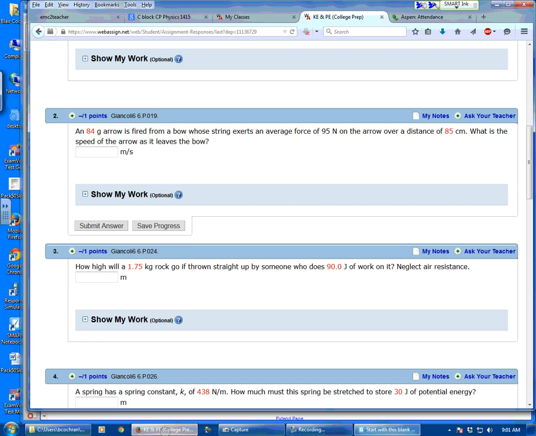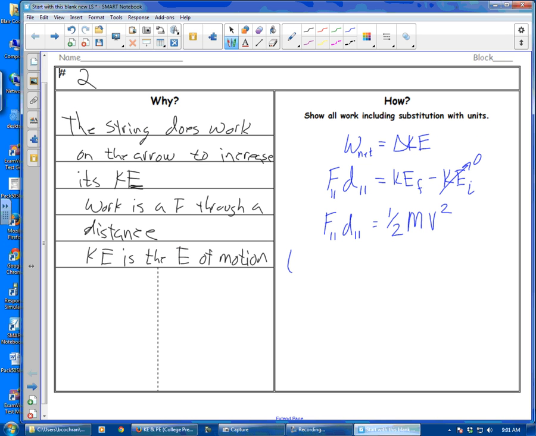So they tell me, of course, I've forgotten all my numbers, that my force is 95 newtons. That my distance is 0.85 meters. 1/2 my inertia, 84 grams, so that's to kilo, so that's 3 places, 0.084 kilograms, speed squared. So I can divide both sides and square root.